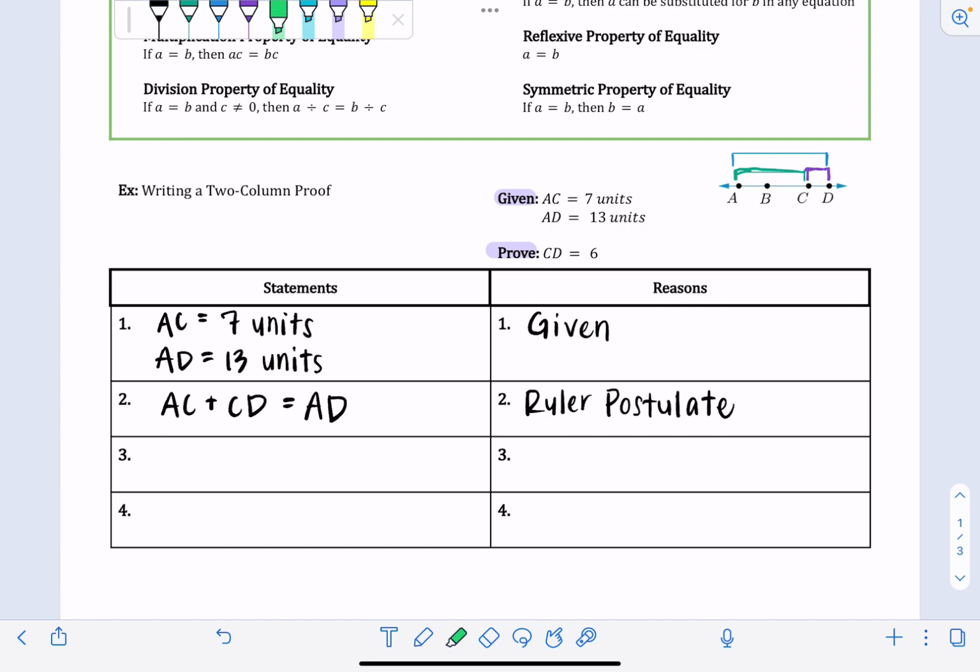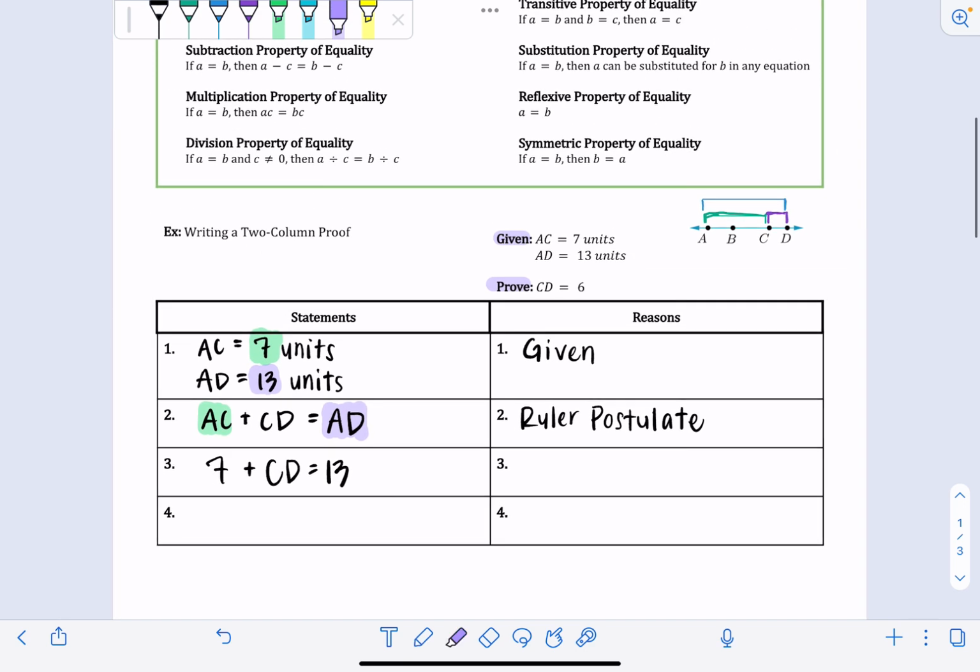Okay, and then now technically we know AC. We know AC is 7 units, so I'm going to substitute 7 into where AC is. And then we also know that AD is 13 units, so I'm going to substitute that in there. So I'm just going to rewrite the equation, but with the actual numbers in there. So AC is 7 plus CD is equal to AD, which was 13. And I substituted something in, so I'm going to go up and use the substitution property of equality that says if A is equal to B, then A can be substituted for B into any equation. So the reason for step 3 will be the substitution property of equality.